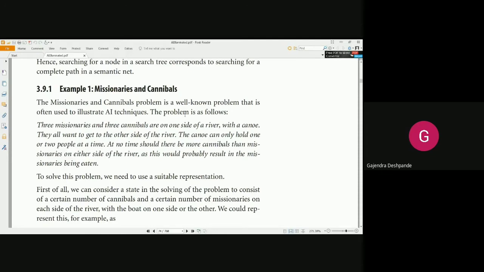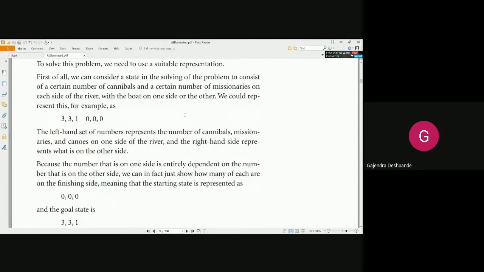But there is a problem. At any point of time, the number of cannibals should not exceed the number of missionaries. If that happens, then the cannibals will eat the missionaries. So this is the care you should take. To solve that, we again need to find the appropriate knowledge representation technique. Note that I am stressing knowledge representation because if you represent the knowledge properly, then it is very easy to solve the problem.